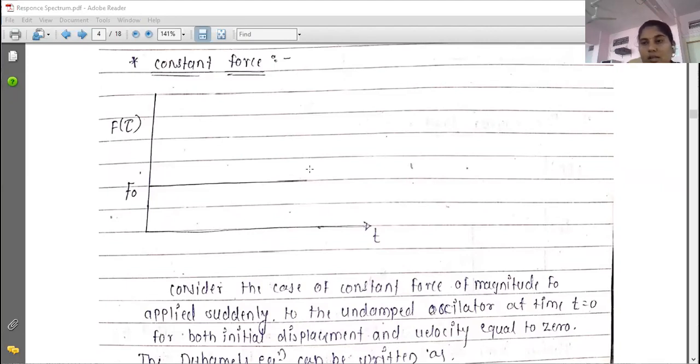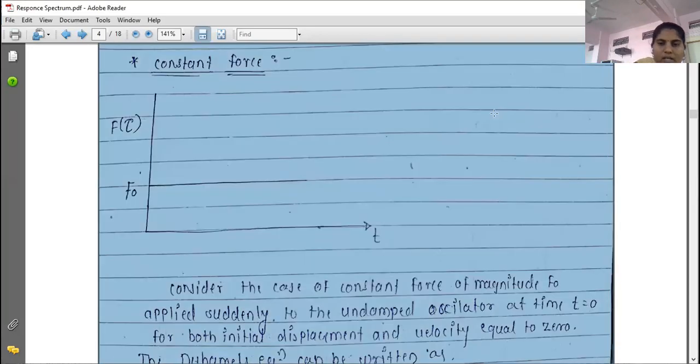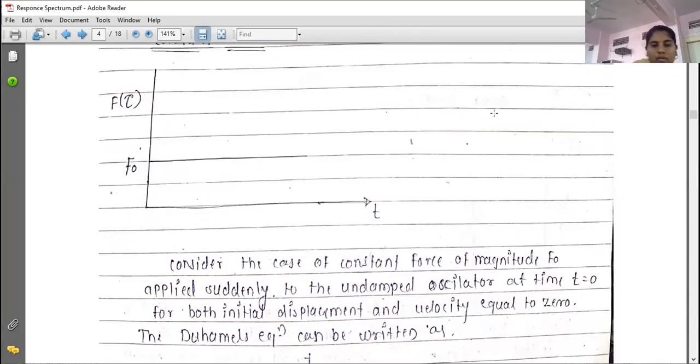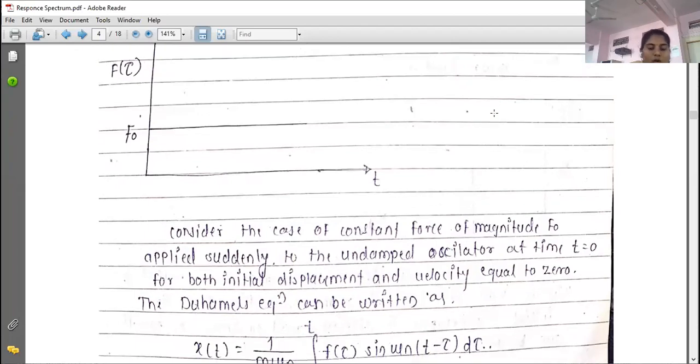Okay, now we'll see case number 1. I hope all of you have completed your drawing for a constant force. How to apply this Duhamel's integral for the constant force, that we'll see here. In the constant force, you can see this is the time period t in the x direction. On the y direction, there is a force which is applied, that is the impulse force.